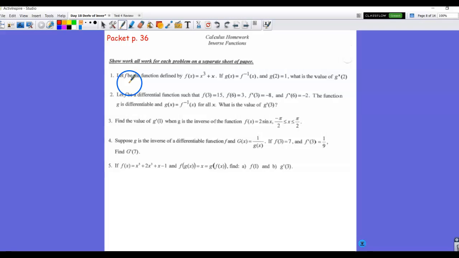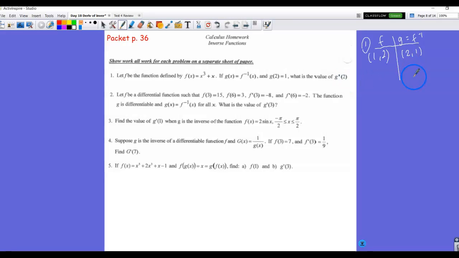Problem number one. Let f be the function defined by f of x equals x cubed plus x. G of x is equal to f inverse. So I'm going to begin over here with starting my, if you're smart, make a chart. So I have a function named f and I have a function named g, which is equal to f inverse. On the g function, I have a point which is 2, 1. Therefore, I know on the inverse there is a point 1, 2. I want the derivative of g at 2.